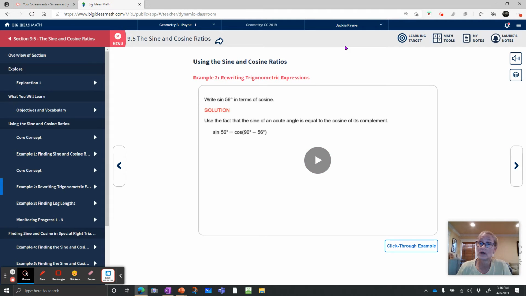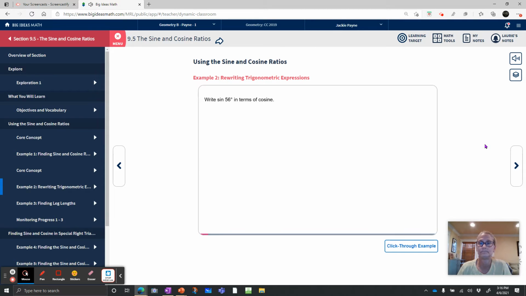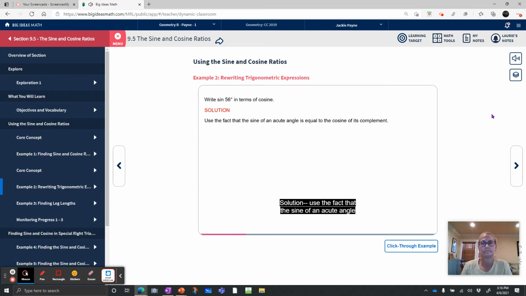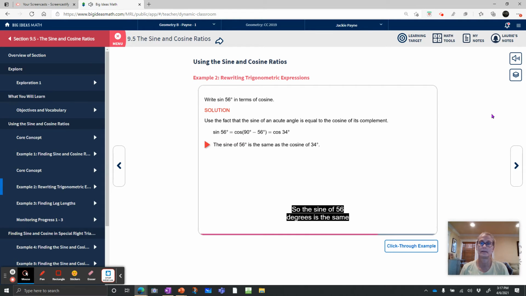Now, one of the things we can do is obviously rewrite them, and so you find out how to do that. Write the sine of 56 degrees in terms of cosine. Solution. Use the fact that the sine of an acute angle is equal to the cosine of its complement. So, the sine of 56 degrees is equal to the cosine of the quantity 90 degrees minus 56 degrees, which equals the cosine of 34 degrees. So, the sine of 56 degrees is the same as the cosine of 34 degrees. That's it.